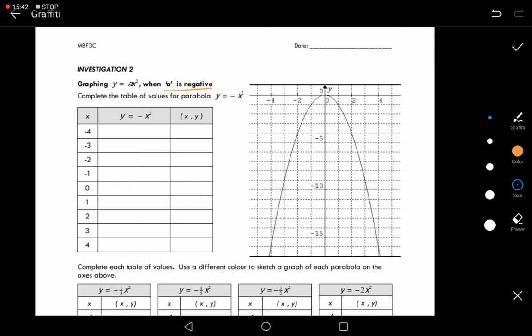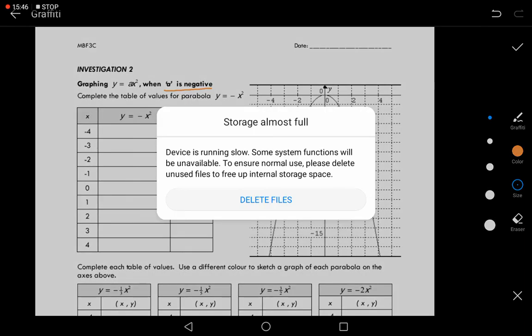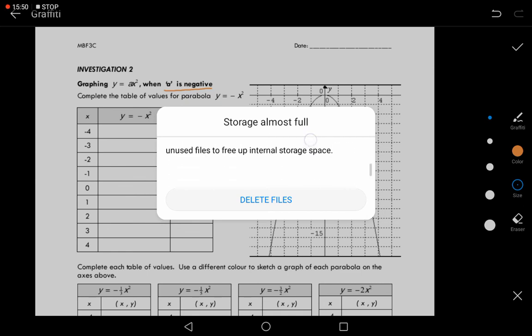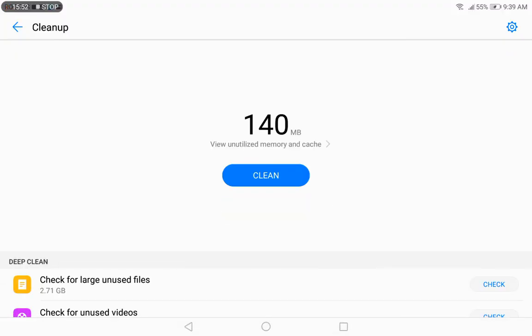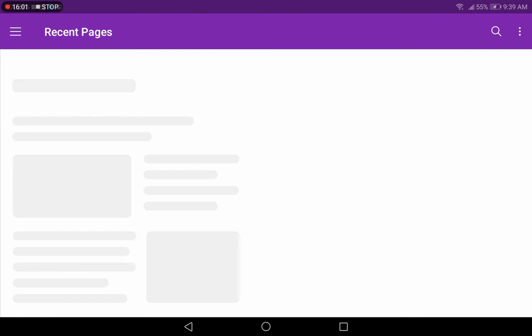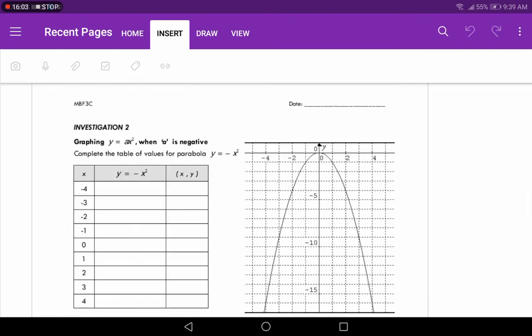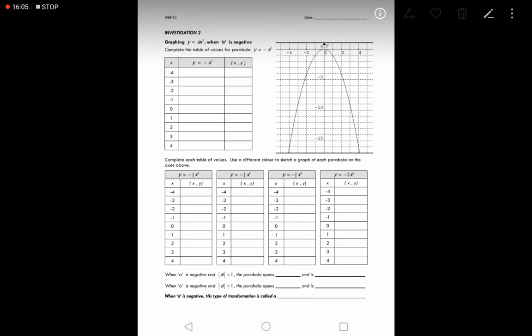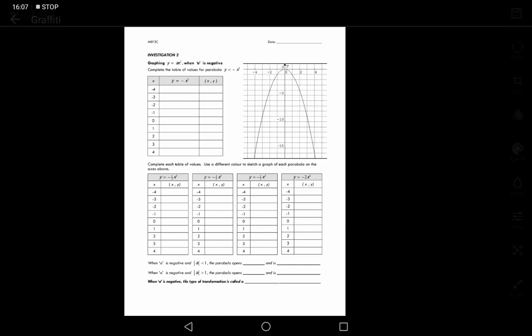So it says complete the table of values for the parabola y equals negative x squared. Oh, this is going to keep doing this. Sorry, hang on a sec. Of course. Okay, if it does it again, I will pause the video and make a part 2 here.